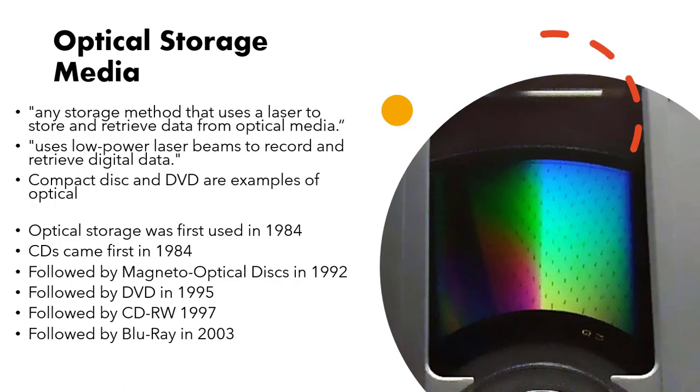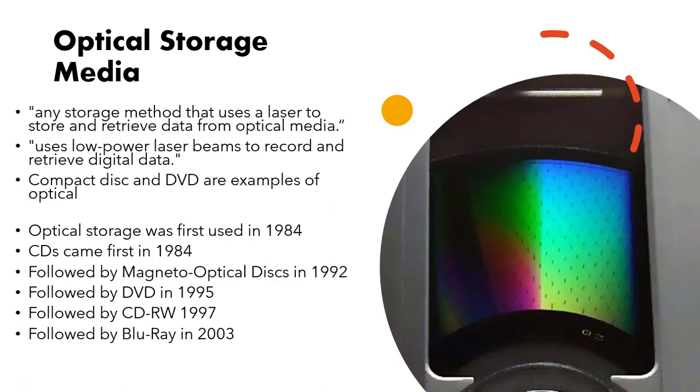This was followed by DVD in 1995, although many of you wouldn't have even been getting DVD players at that time because it wasn't widely used. Followed by CD rewritables, the ability to take what's on a CD and overwrite it, in 1997. And Blu-ray didn't come around until 2003. Okay, now to think about that, that is only 17, 18 years ago that Blu-ray came about.